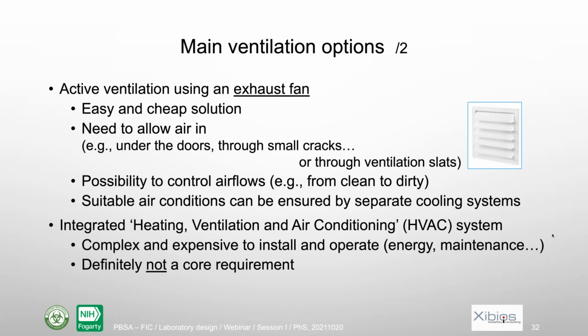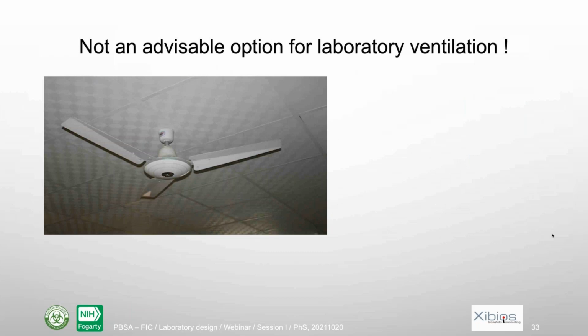Then the third option, that's what we call HVAC, which means heating, ventilation, and air conditioning system. That's a more complex system that provides both ventilation and air conditioning, but it's complex and expensive to install, but also to operate because it requires quite a lot of energy and also quite a lot of maintenance. And definitely using an HVAC system is not a core requirement. So before choosing such a solution, you need to be sure that you really need it and you can afford it. Otherwise, an exhaust fan would be the most generally available and recommendable solution.